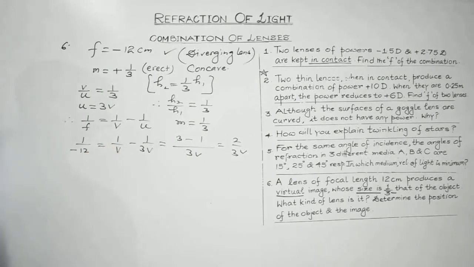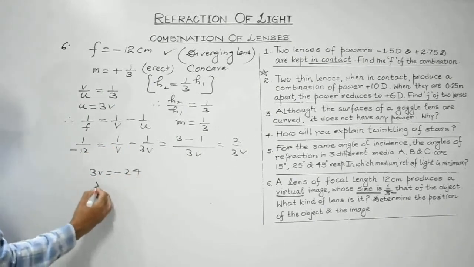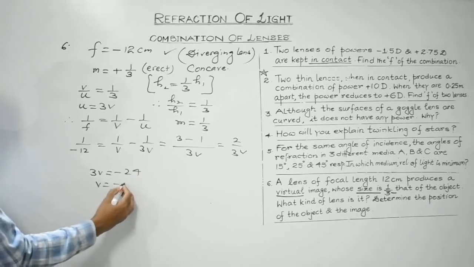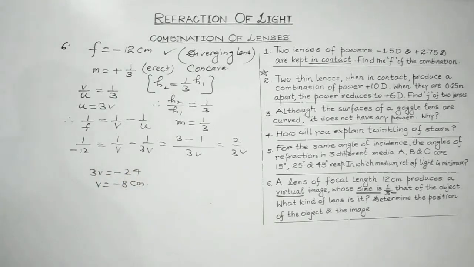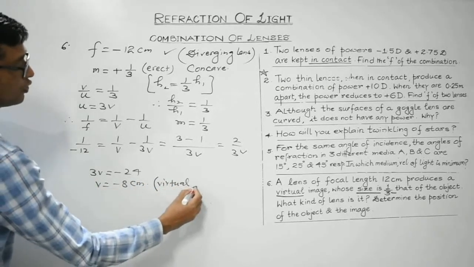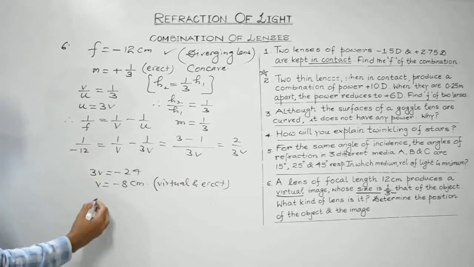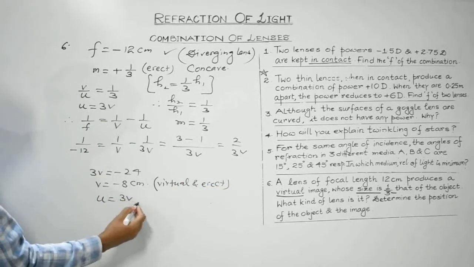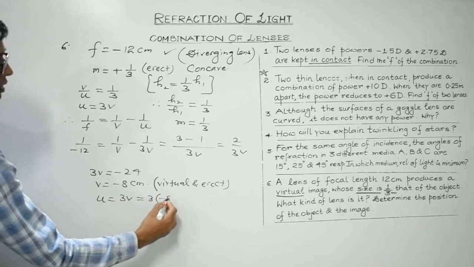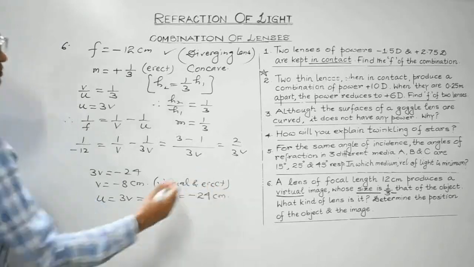Therefore, on cross multiplication, what do we get? 3V is equal to minus 24, or V equals minus 8 centimeter. Right? So the minus sign indicates that the nature of the image is virtual and erect. What about U then? U is equal to 3V, so it will be equal to 3 into minus 8, that is minus 24 centimeter.